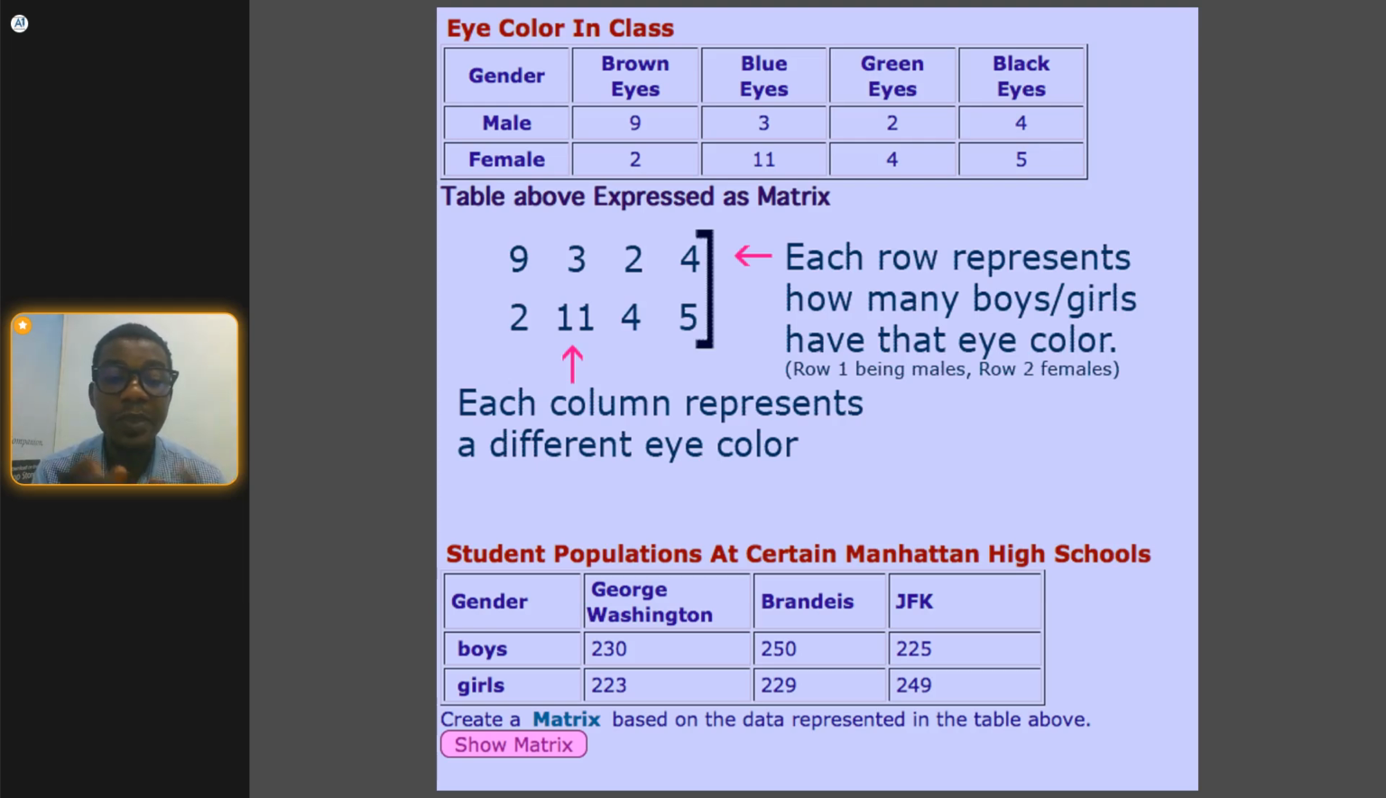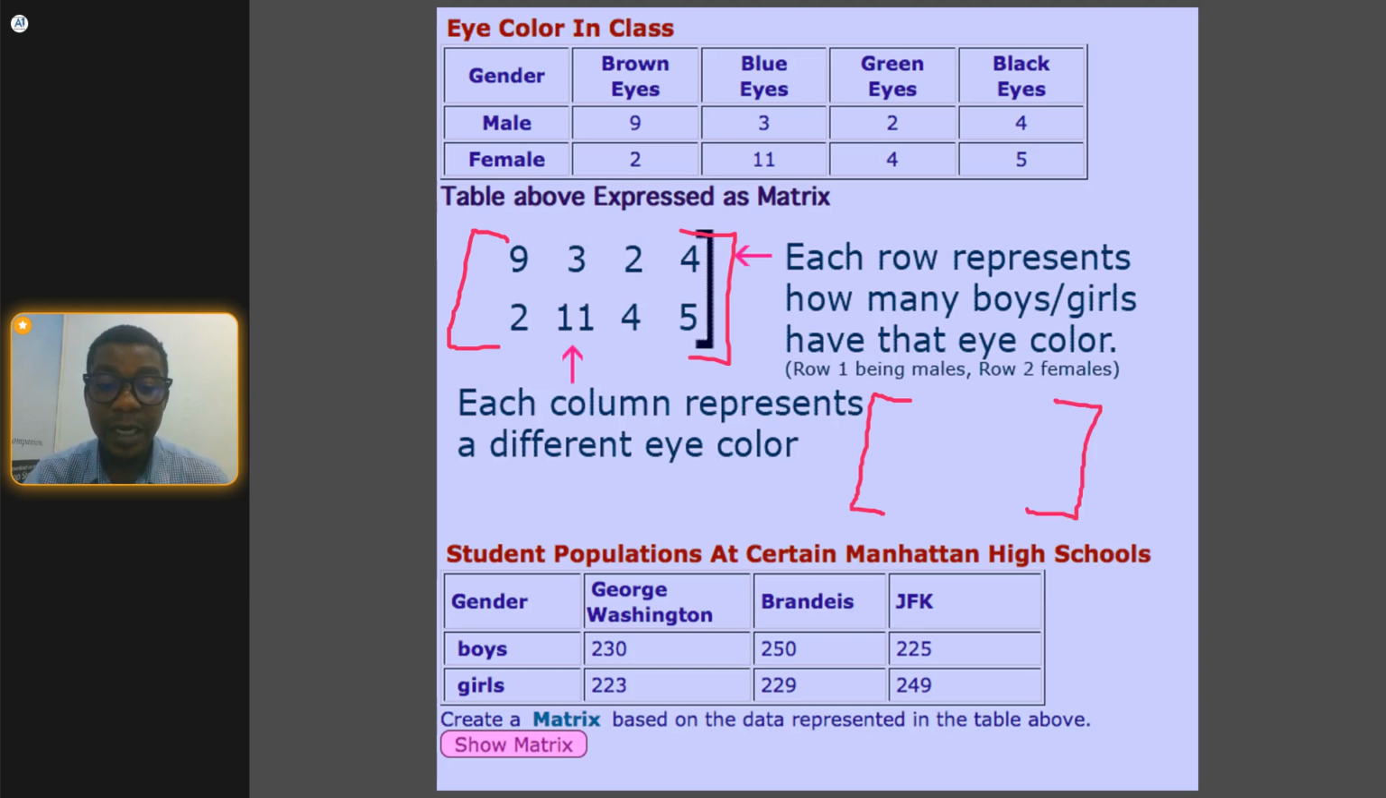The process of presenting data in a rectangular form is called matrix. So this is a matrix, a rectangle. It's always having the shape of a rectangle. Of course, we have that of a square also, but those are types of matrix. So when you present your data or your information in this kind of shape, that shape is called matrix.